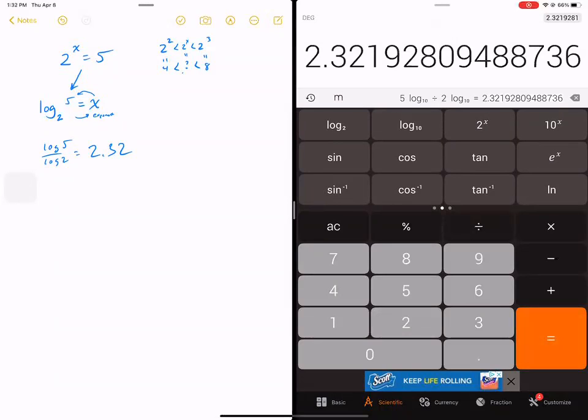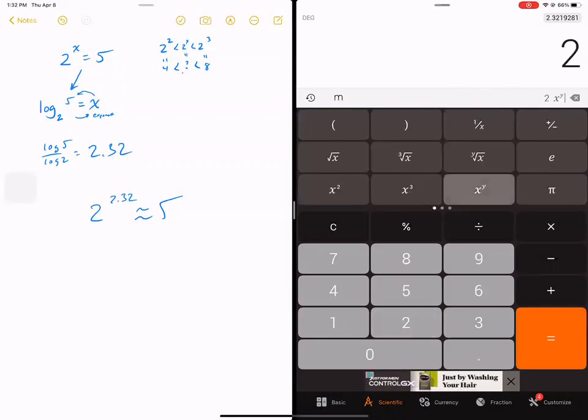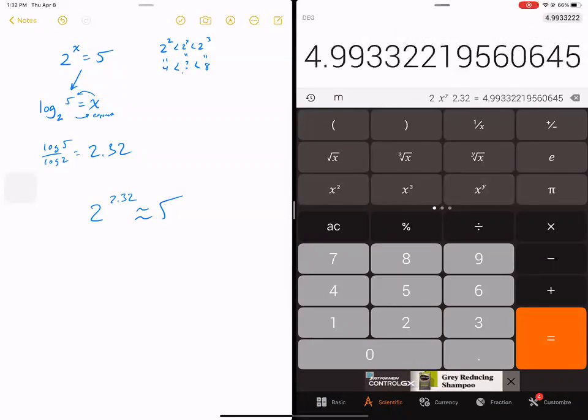Now I'm going to double check that. If I say circle of logs, 2 to the 2.32 power. Does that give me approximately 5? 2 to the 2.32, we have 4.99. It's pretty darn close because of round off error.